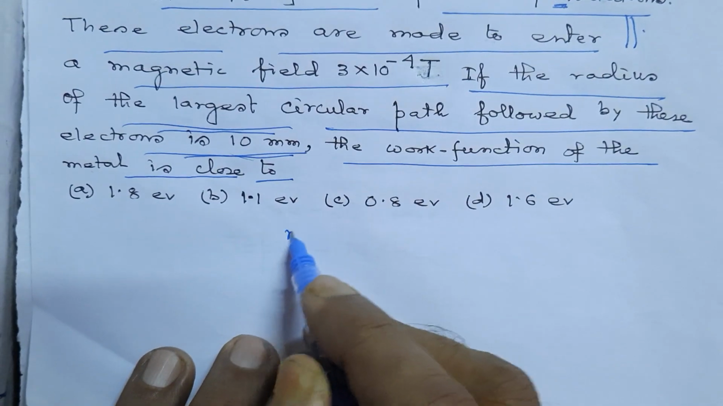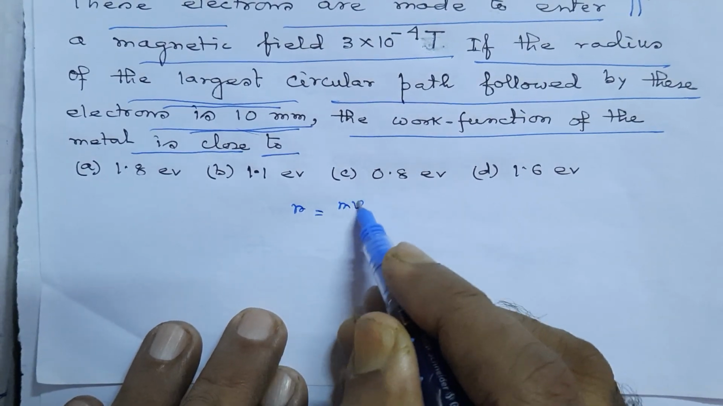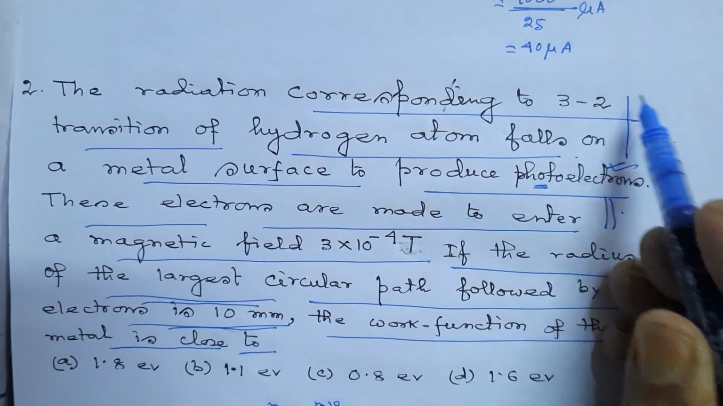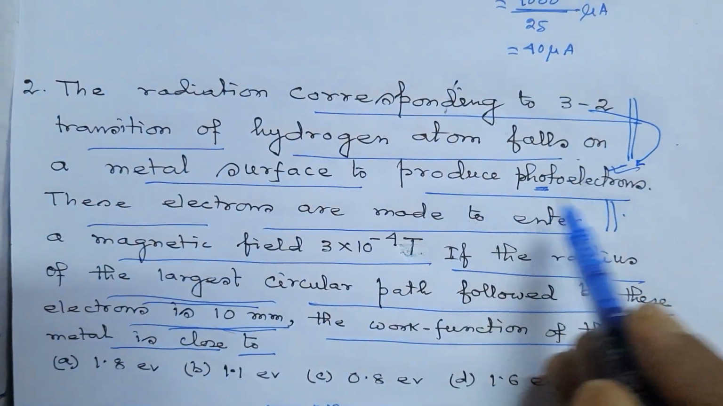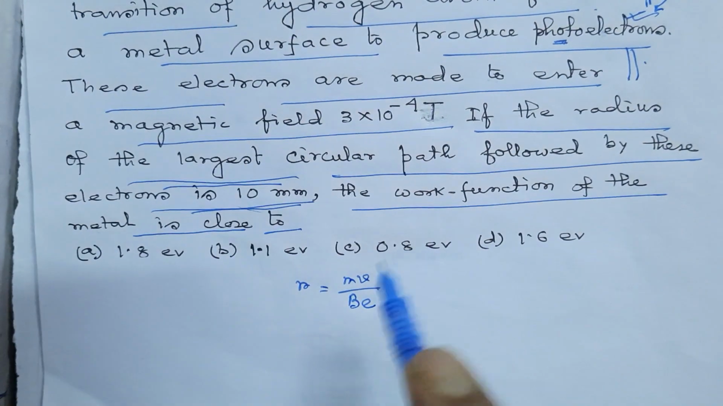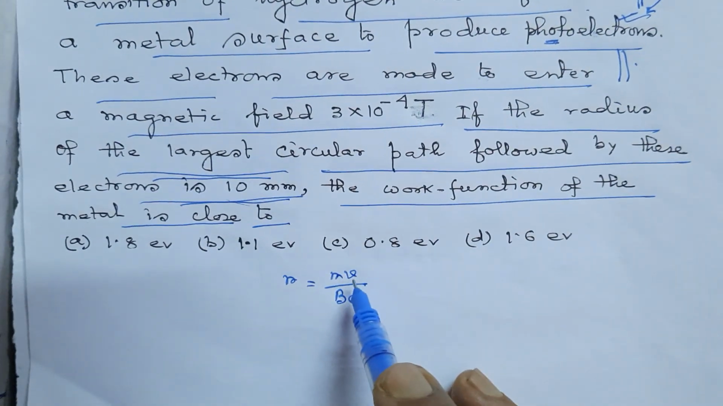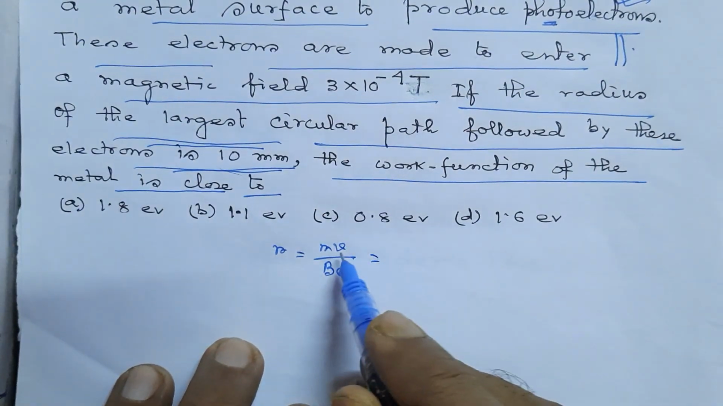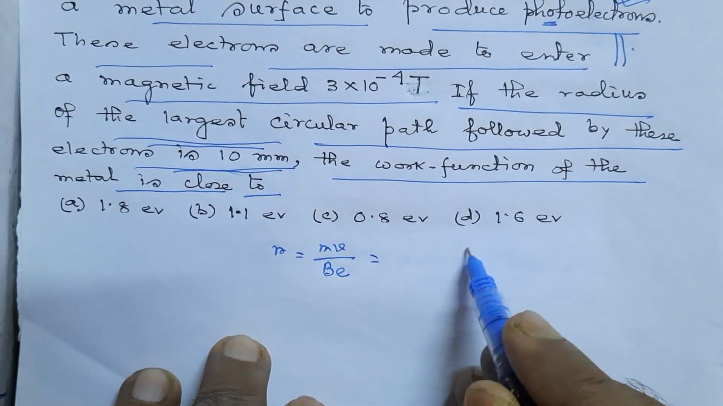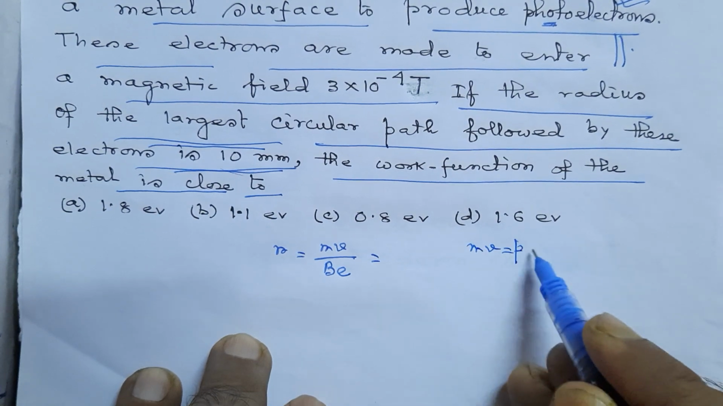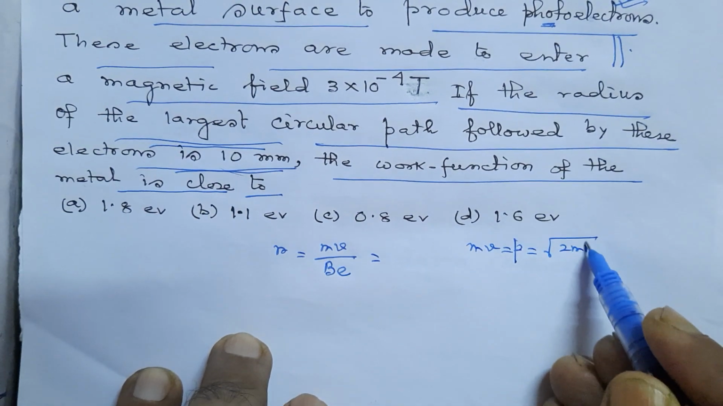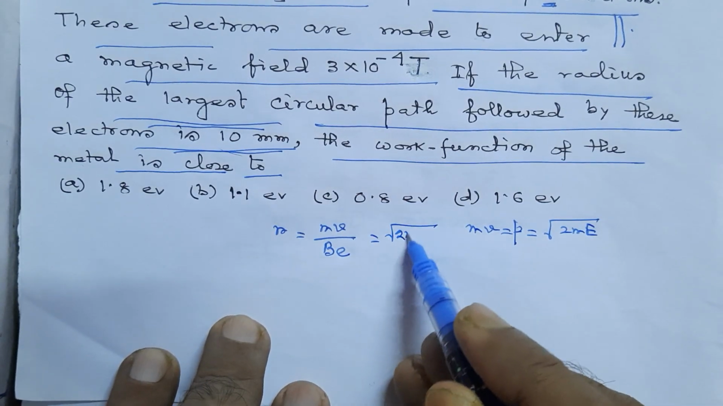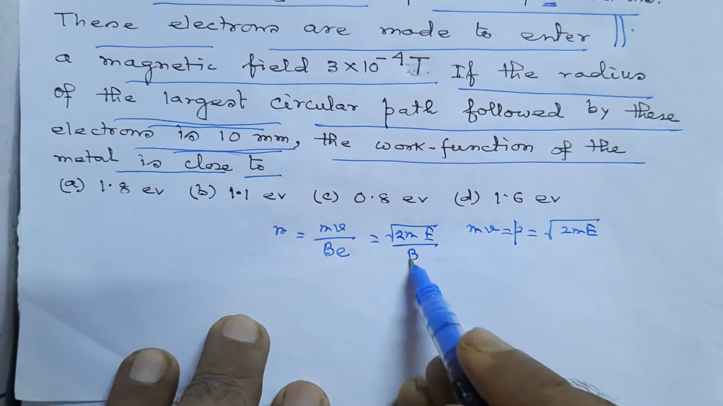The radius of the orbit r equals mv by Be. But when we are concerned about the energy in the photoelectric effect, we have to convert this radius expression to an energy expression. r equals mv by Be. All we know is that the momentum mv equals p equals root over 2mE. So mv should be replaced by root over 2mE, giving r equals root over 2mE by Be.